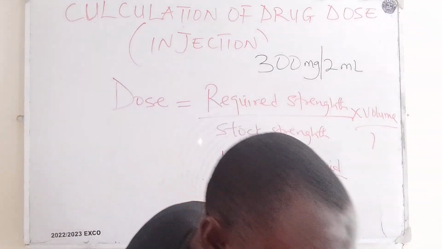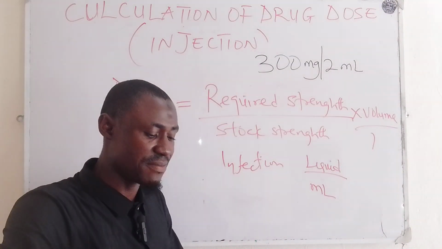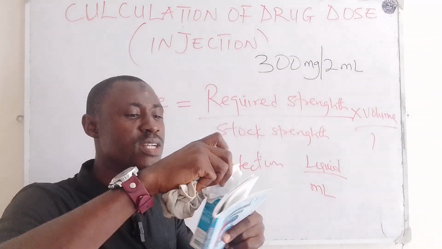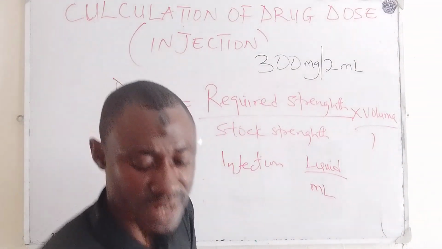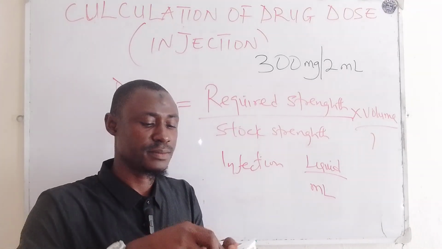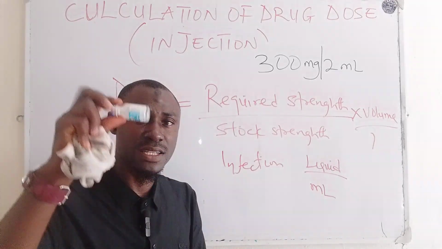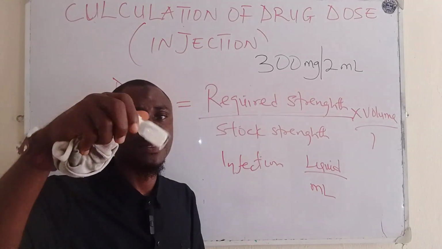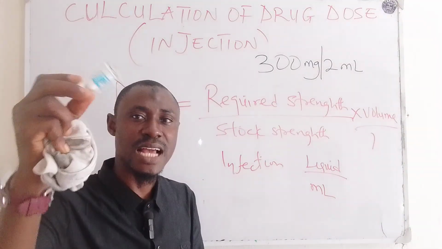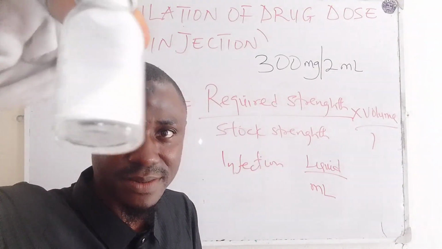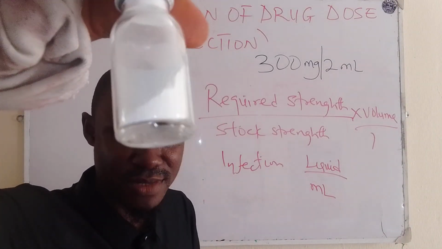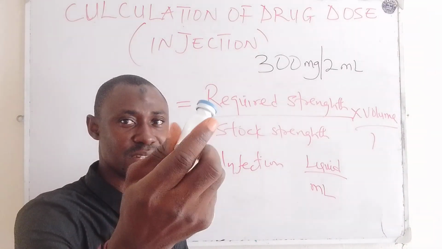Now, what if the drug is a vial? For instance, ceftriaxone. This is ceftriaxone injection, and it comes as a vial. You can see the powder substance. Look at it. It comes in a vial as a powder.